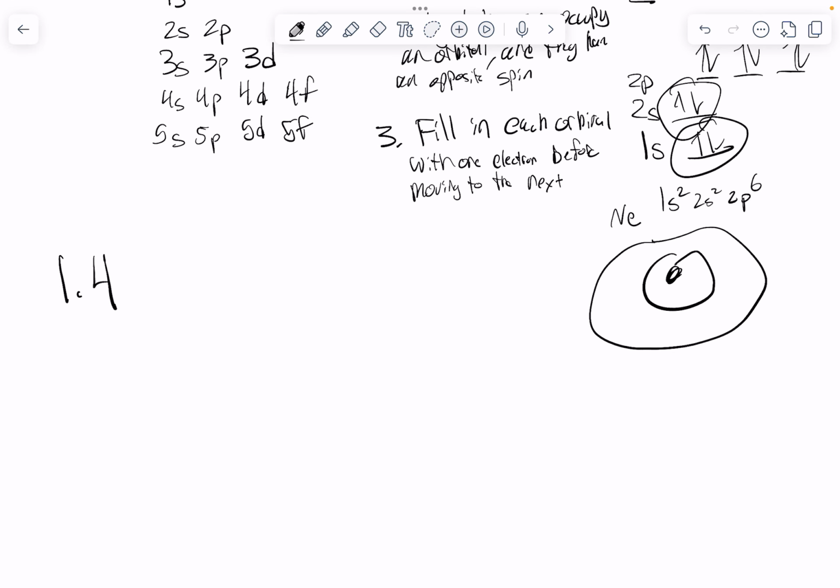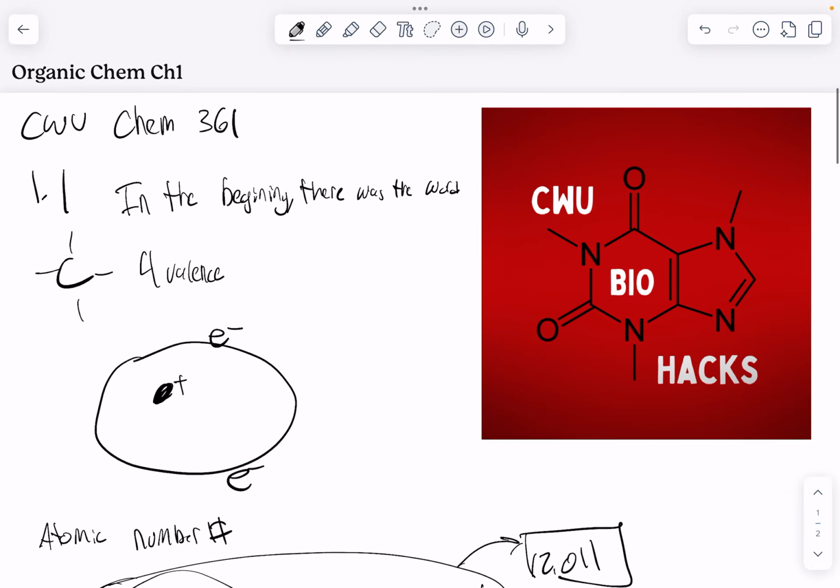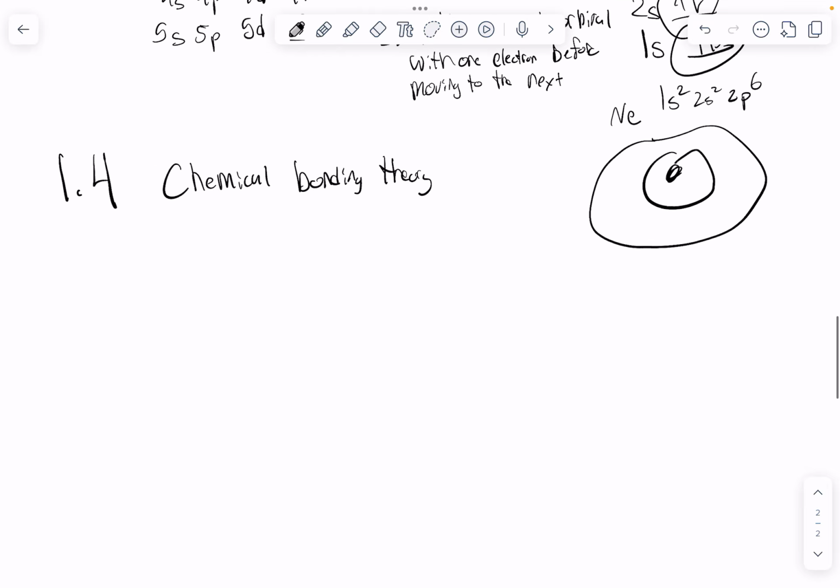So now we're talking about the chemical bonding theory, okay? So let's go back to 1.1. Remember, in the beginning, there was the word, and that word was carbon, okay? And carbon has 4 valence electrons. Okay, so what are valence electrons? Valence electrons are electrons that are on the outermost shell, and they have a special stability when it's full. So let's write that down.